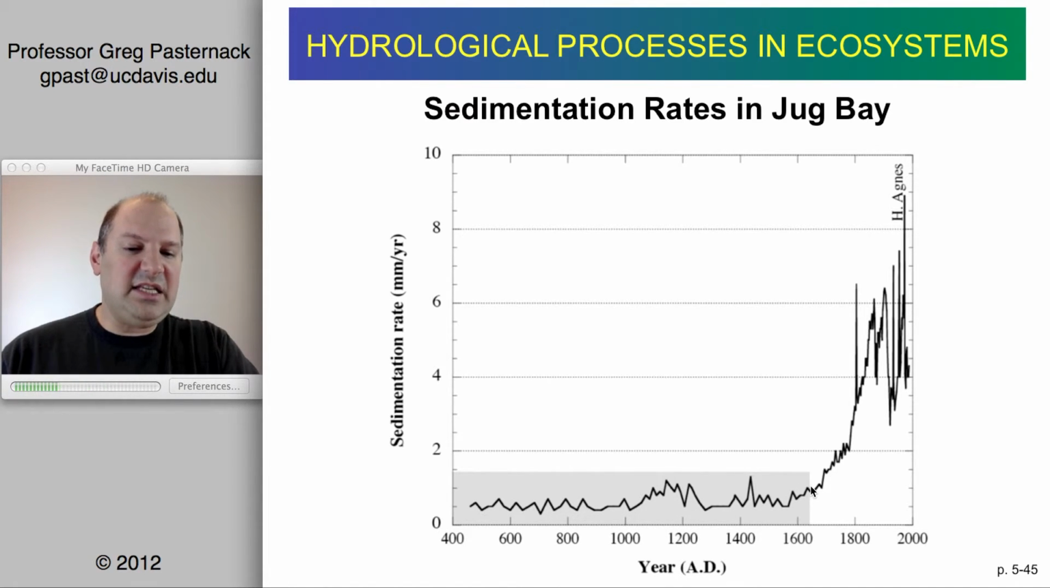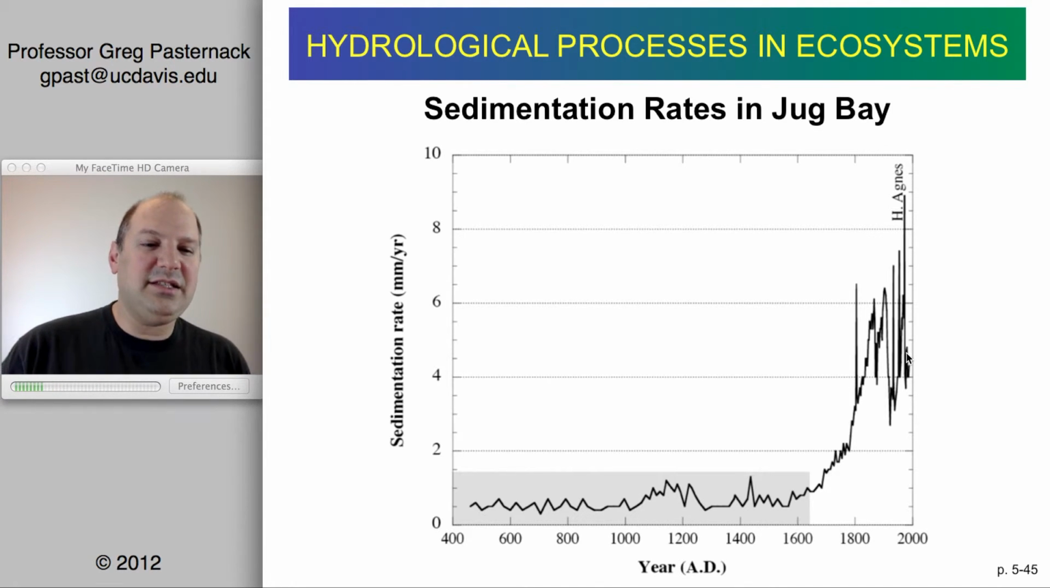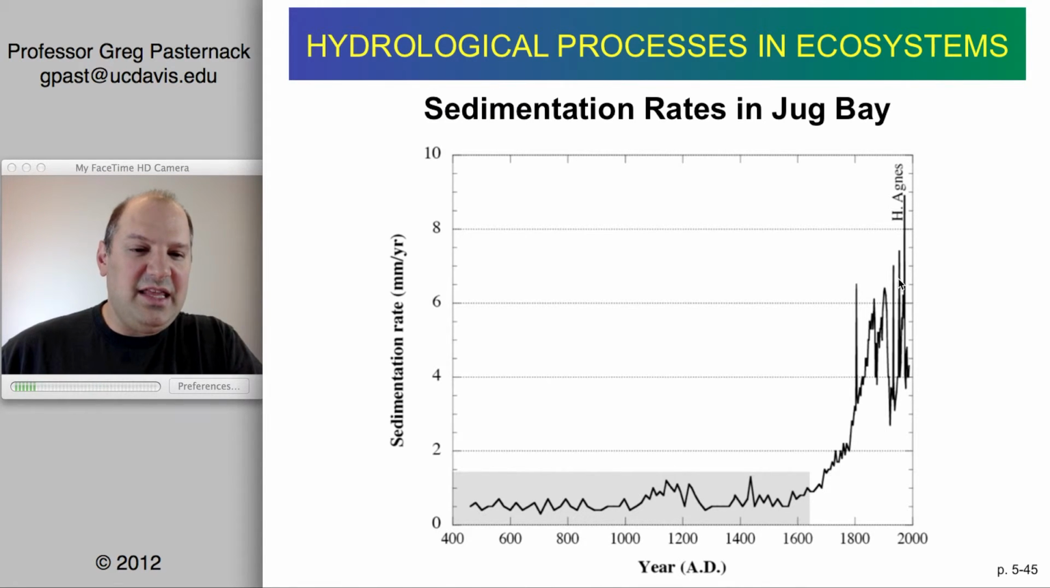On the other hand, since 1600, we've seen those rates really skyrocket. In particular, since the Civil War, we have very high rates, in this case of Jug Bay, about 5 millimeters per year. That's notably higher than the rate of sea level rise. And you can also see that each individual hurricane is discernible.